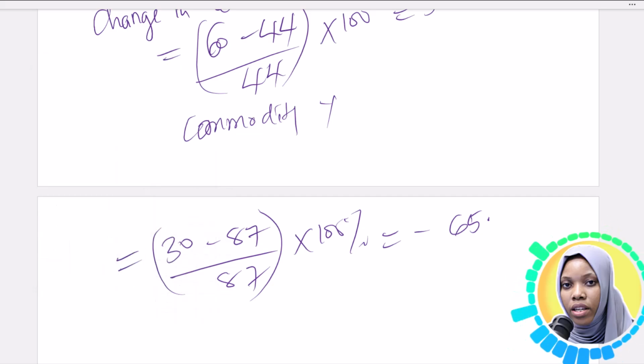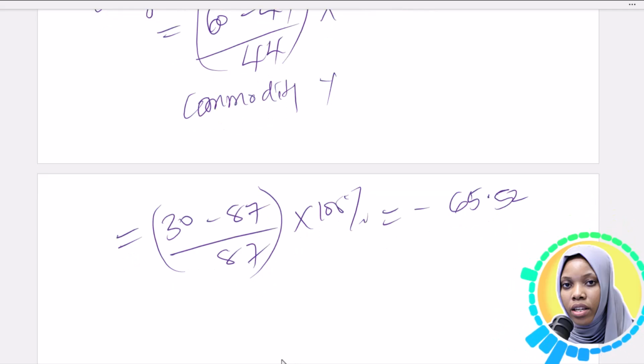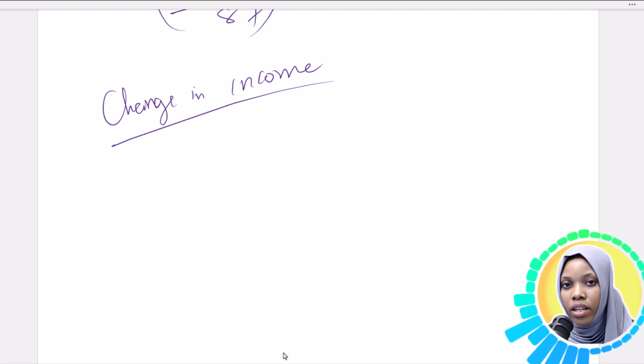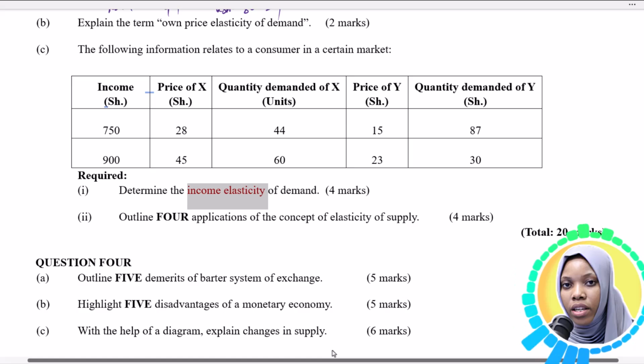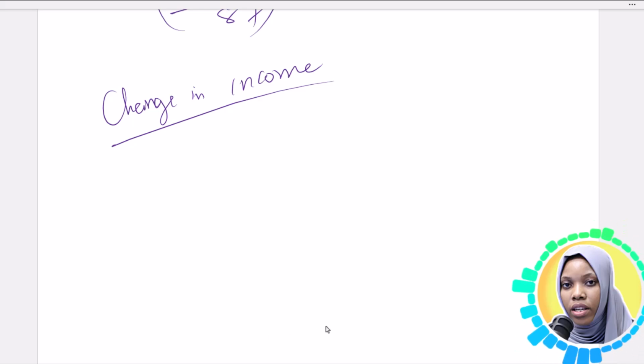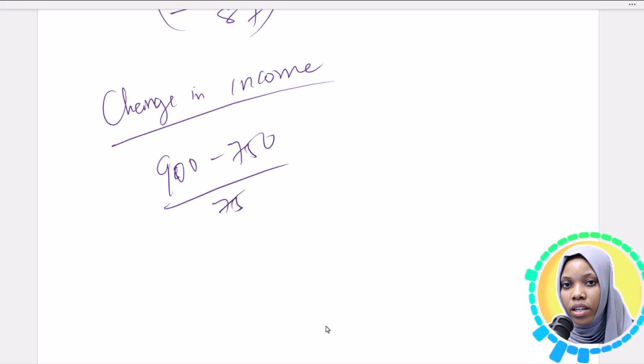Just round off 0.52, and then we now calculate the change in income, which is the new income minus the old income, which is 900 minus 750 divided by 750, and then multiplied by 100%.